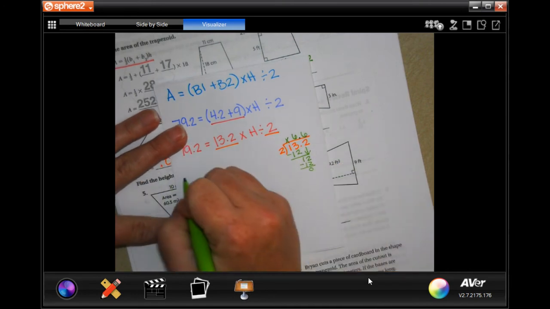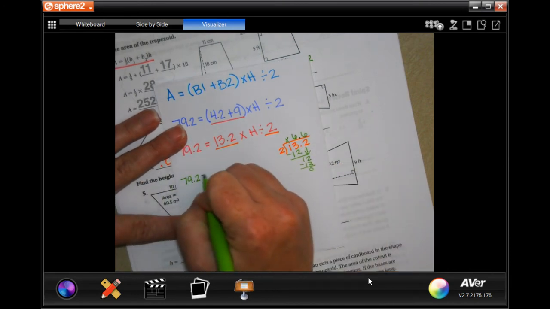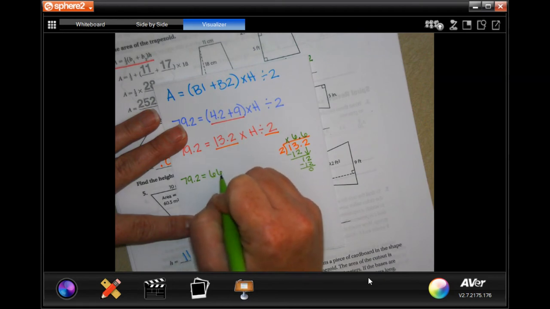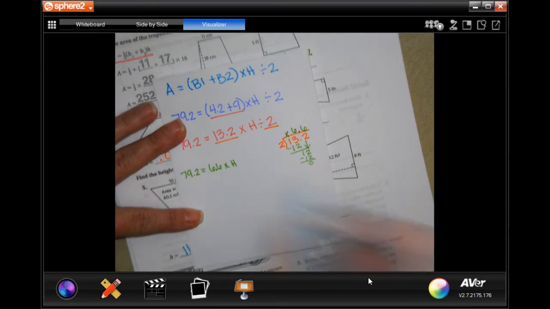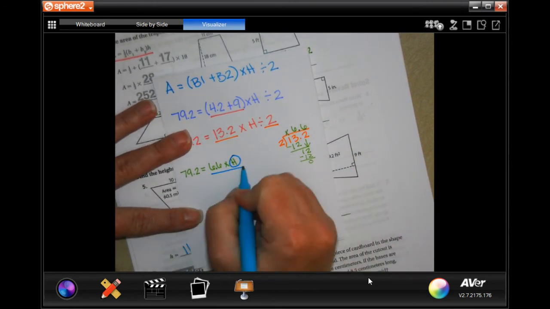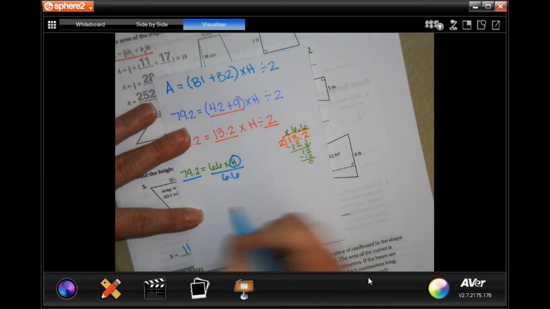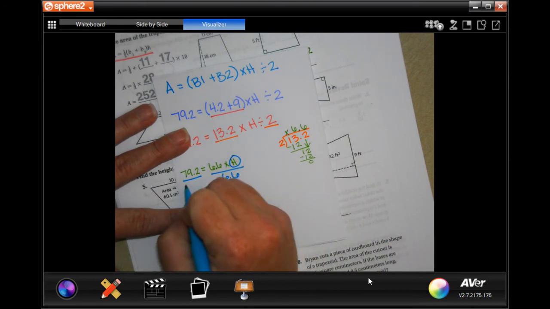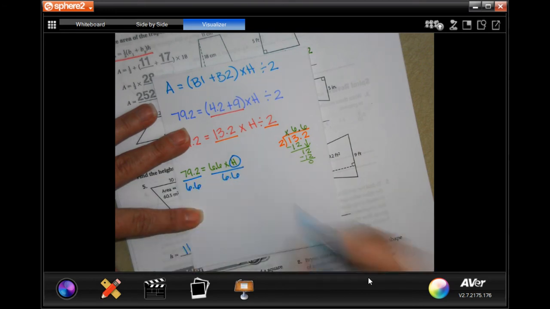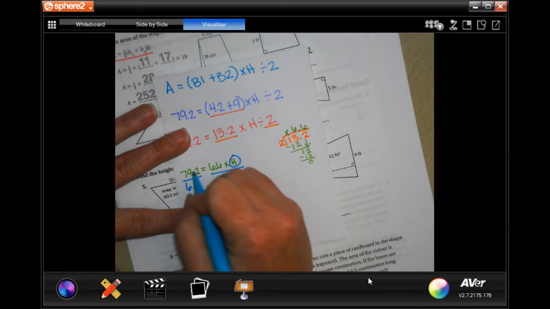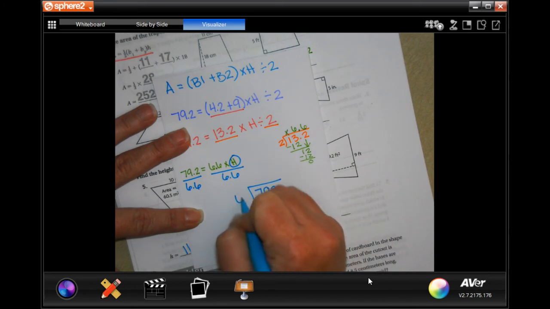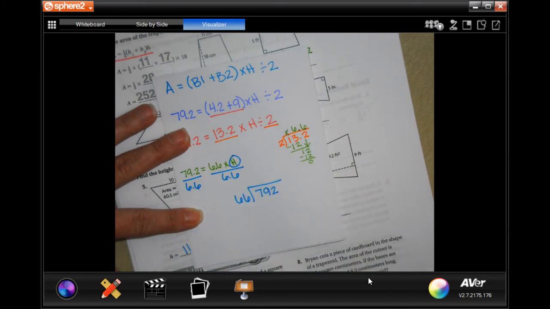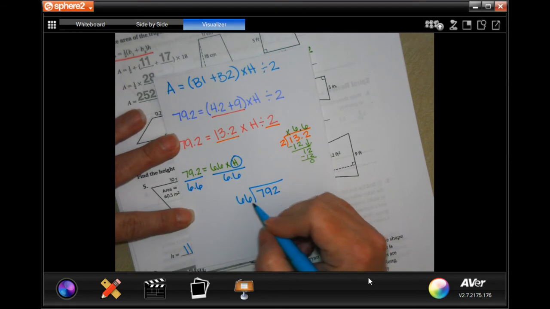So now 79.2 equals 6.6 times h. Again, to get h alone, I need to do the opposite, which is divide, and the number with that is 6.6. I'm going to divide the other side of the equal sign by 6.6 because whatever I do to this side, I have to do to this side. So now I need to move the decimal once. So now it's going to be 792 divided by 66. I have to move that decimal. I cannot have a decimal outside of the box.